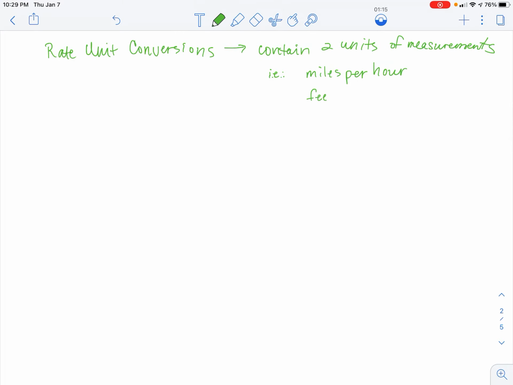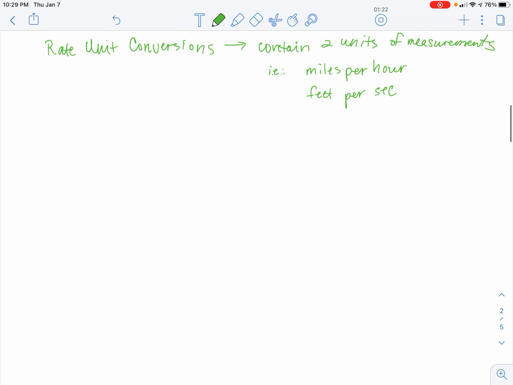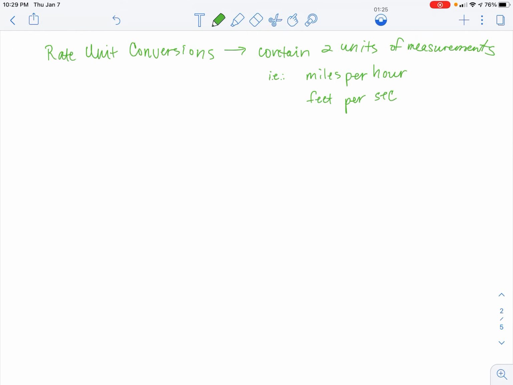Or you might have feet per second. How fast can that person run? How many feet per second does somebody run? Or how many miles per hour does the car drive? So it's 2 units of measurements. So let's look at an example of what that is like to start with.